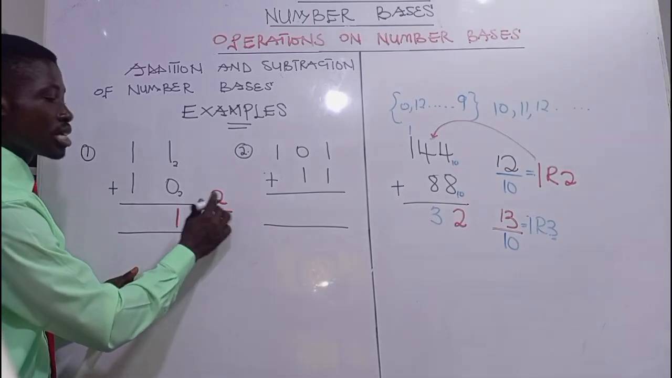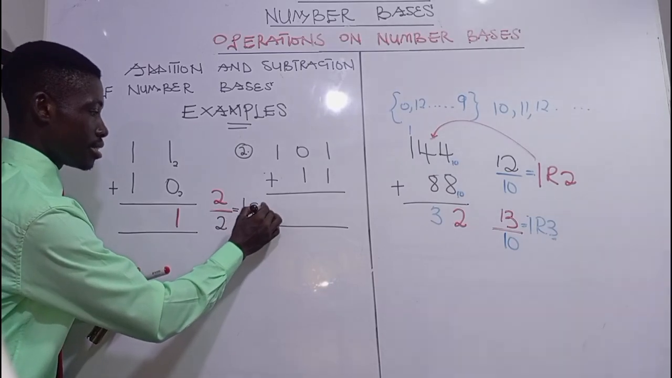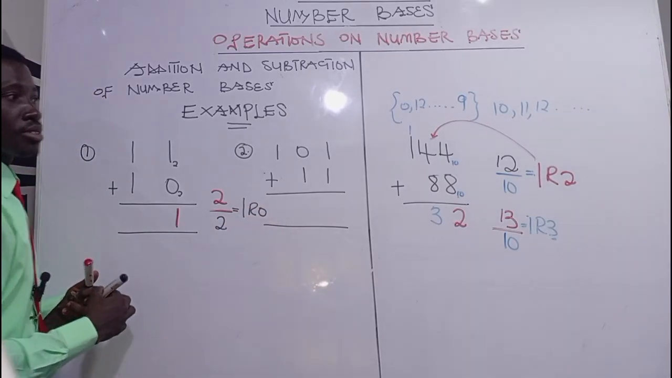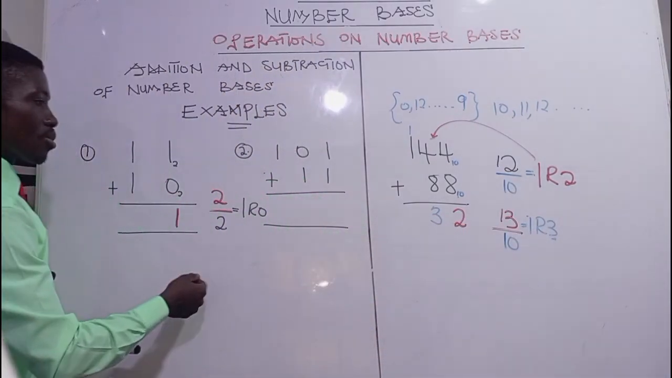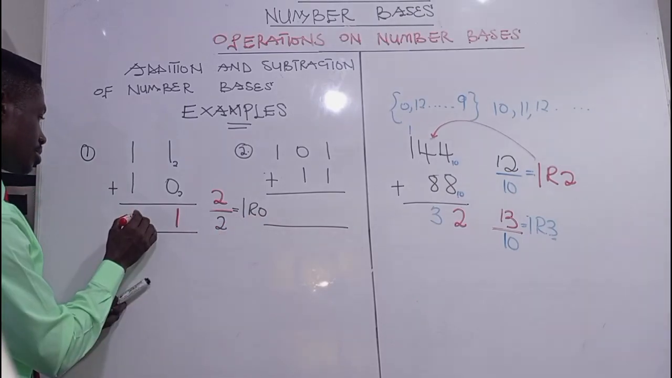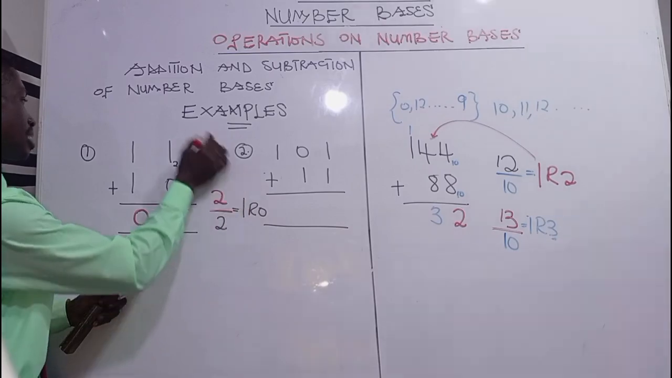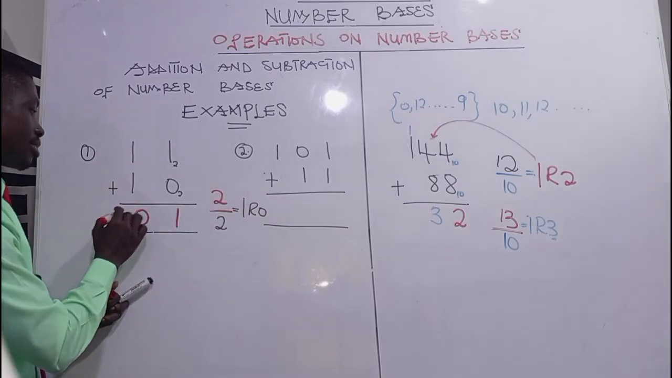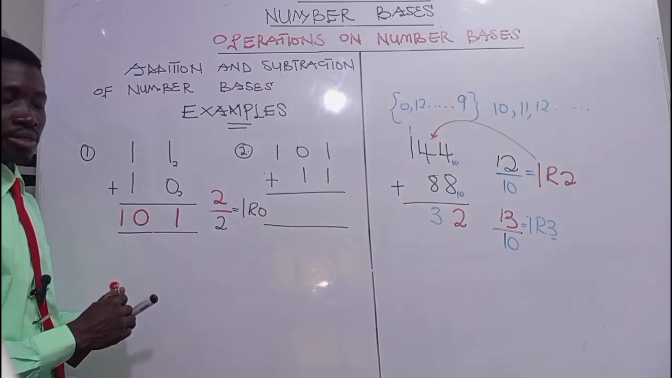2 divided by 2 will give us 1, remainder 0. So like the one that we did here, we wrote the remainder here. So we are going to write the remainder here. The remainder is 0. And then we carried 1 to the other side. Okay, so we have 1 here. I guess you are following. Good.